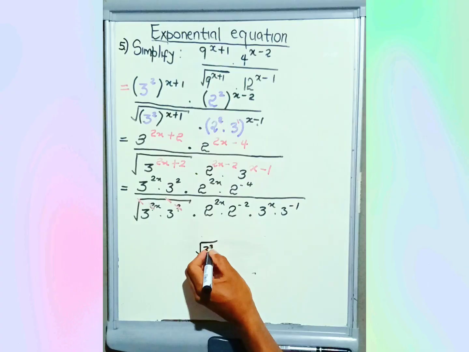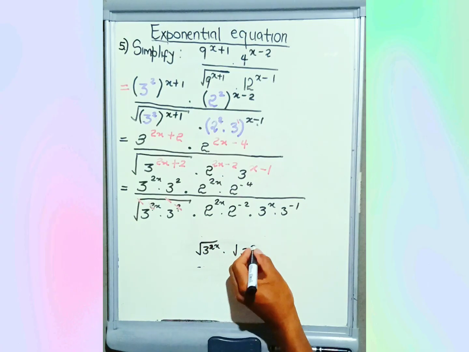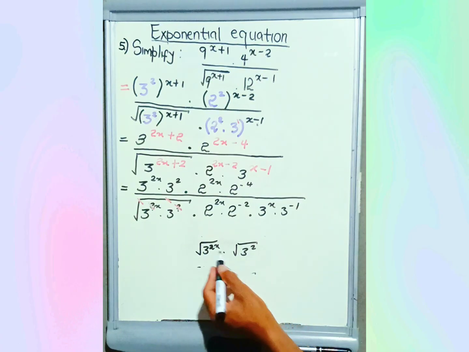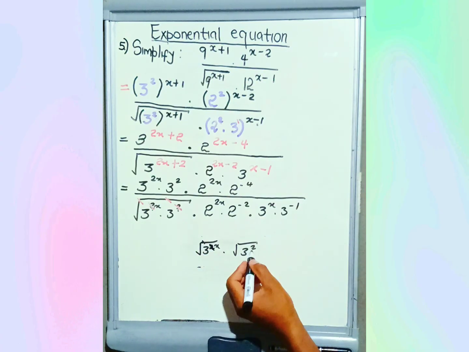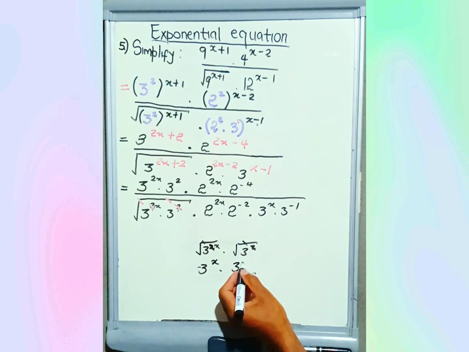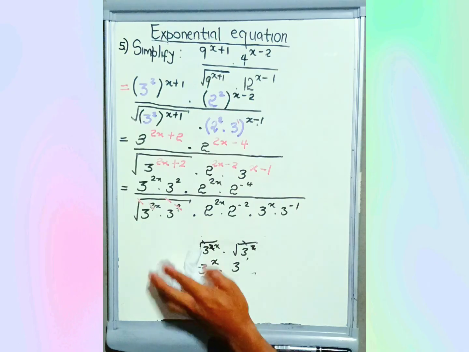Because if I'm simplifying this, it is going to be the same as the square root of 2x times the square root of 3 raised to 2. Do you see that? These 2 are going to cancel this one, and also this one is going to cancel this one. Then we are left with 3 raised to x times 3 raised to 1. Okay, then we are done. Okay, do you see how it is happening here? All right.